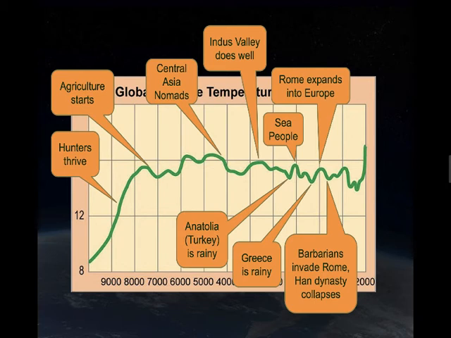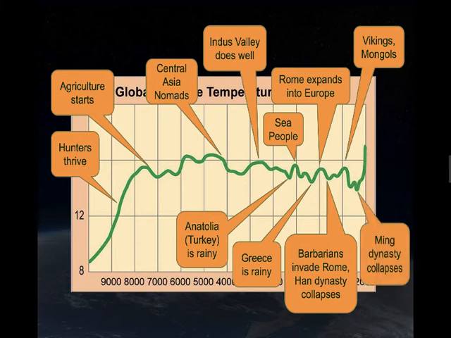Climate turned cold. Barbarians invaded Rome. The Han Dynasty collapsed in China because barbarians were invading from the north. Vikings and Mongols, we've got a separate unit about that in a few minutes. The Ming Dynasty collapsed during a very cold time called the Little Ice Age. In other words, there is a relationship here.